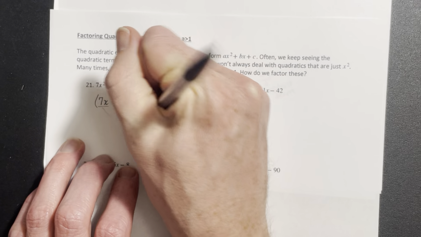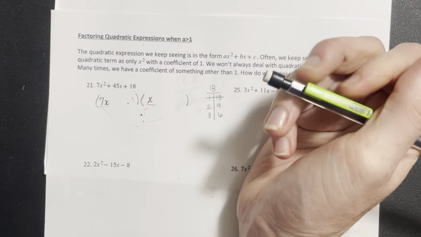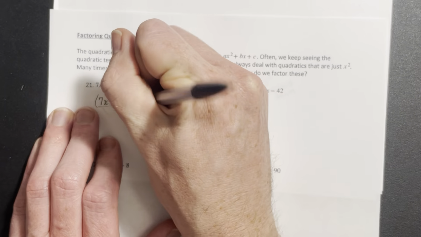We guess and check a little bit more as we need to. So I'm going to try 3 and 6. In the middle, we have 3 times x, which would be 3x. And the outside, we have 7x times 6, which would be 42x. 42x and 3x is 45x. So the factorization that we need is 7x plus 3 times x plus 6.